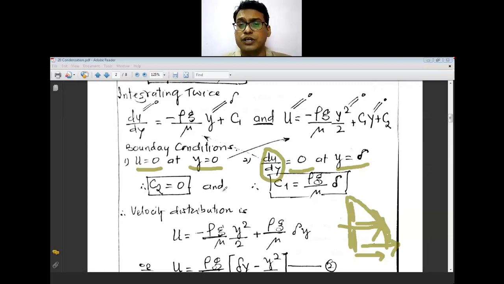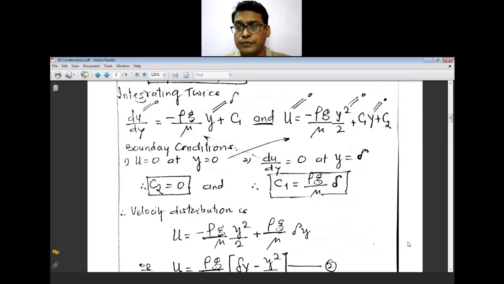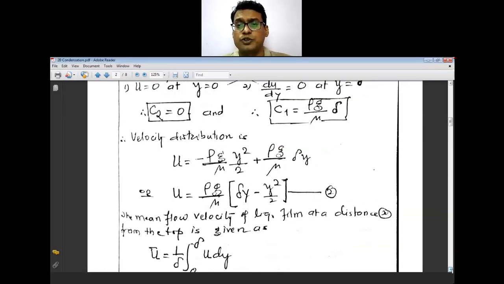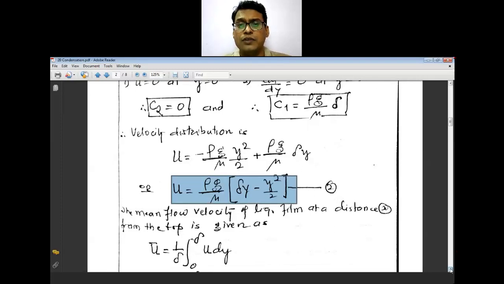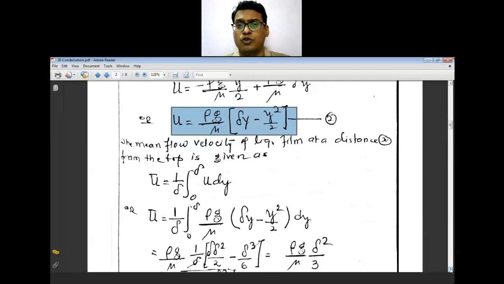So substituting the values, you will get C2 equal to 0 and C1 equal to rho g upon mu into delta. Then for the velocity distribution, substituting the values of C1 and C2, you will get this equation: u equals rho g upon mu into (delta y minus y square upon 2). The mean flow velocity is to be calculated now.